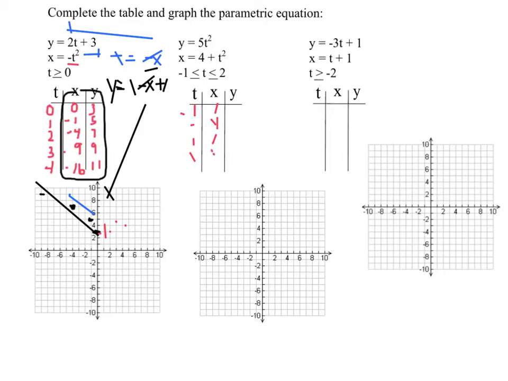Okay, the y values. 5 multiplied by negative 1 squared is 5. 5 multiplied by 0 squared is 0. 5 multiplied by 1 squared is 5. 5 multiplied by 2 squared is 20. So that one will be off. So our first point is 5, 5. So that's right here. Our next point is 4, 0.